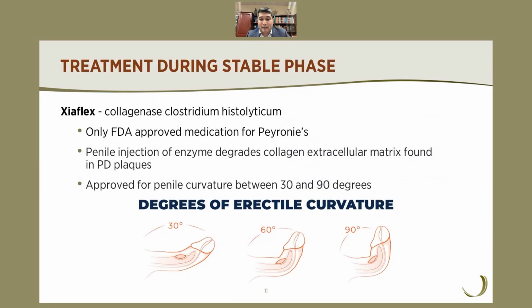Next, we have XIAFLEX. It's the only FDA-approved medication for Peyronie's treatment. It's essentially an enzyme that degrades the collagen extracellular matrix found in Peyronie's plaques. We will inject that enzyme into that scar tissue, and it does take many injections for it to be effective. It's approved for curvatures between 30 and 90 degrees, so you can see on the bottom the different degrees of curvature there.